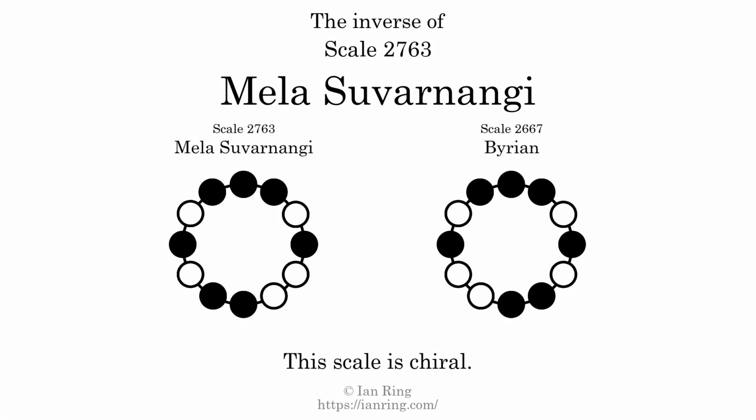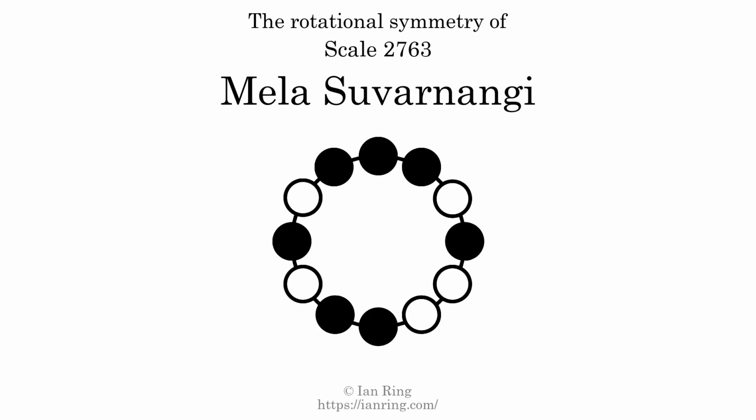The inverse of a scale is a mirror image. It is what you get when the sequence of intervals is reversed. The inverse of this scale is scale 2667, also known as Byrian. This scale is chiral. It cannot transform into its inverse by rotational transformation. This scale has no rotational symmetry.